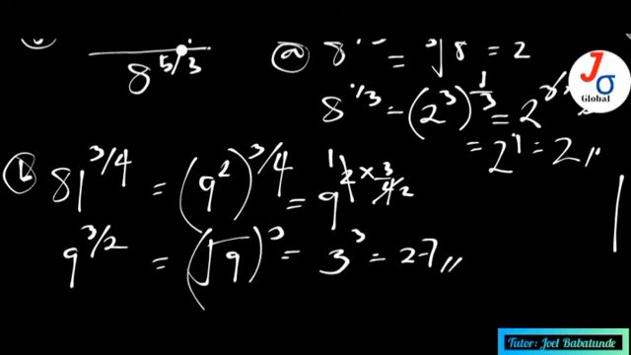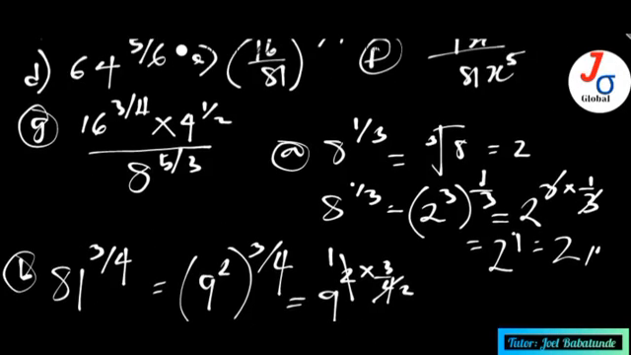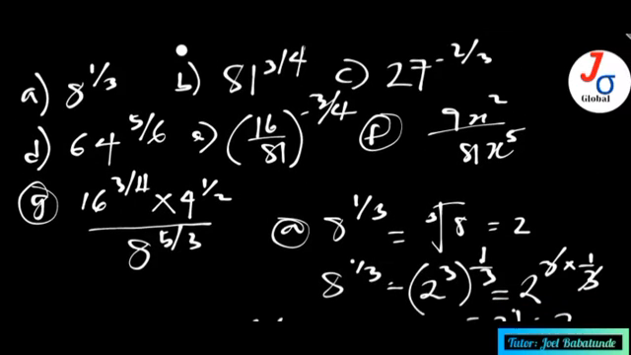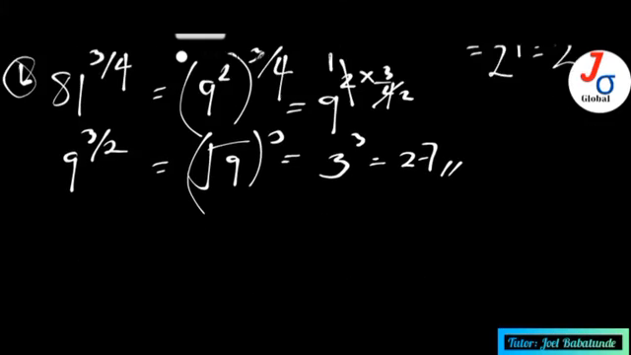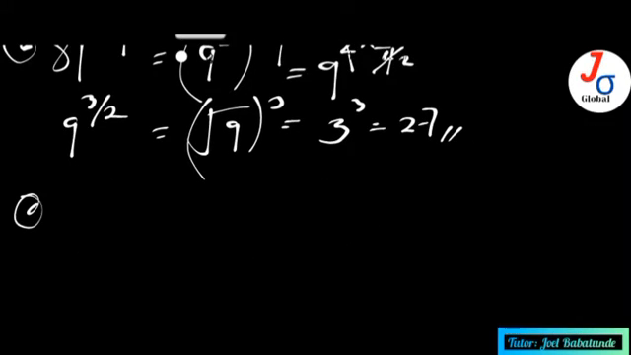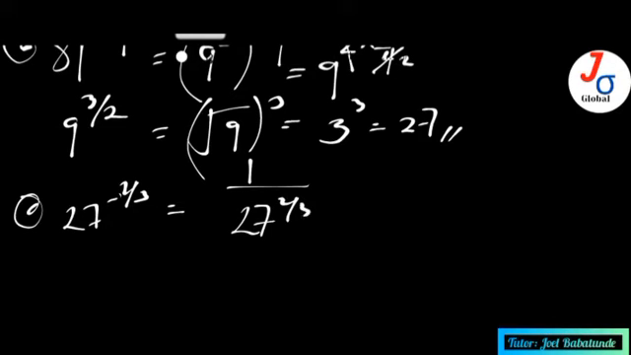So we have the C part of the question, and the C part is 27 raised to the power of minus 2/3. Okay, so how could we write this? What should I do to this minus? I can say 1 over 27 to the power of 2/3, and that's the first step.